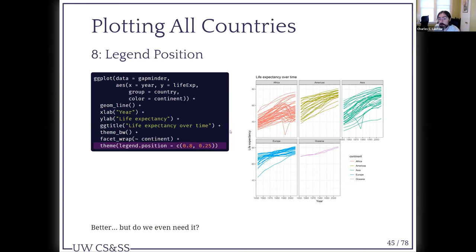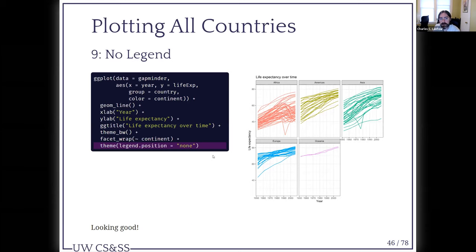But you'll notice this just tells me what colors line up with what continents. Well, my facets already have labels for the continents on top of them. So instead, I could say legend position equals none and delete the useless thing, okay? So now we have what I'd say is a kind of final plot. This is a basic, no frills plot, but it shows life expectancy over time for all these different countries within the different continents. It lets us track trends over time. It's not a bad plot. It's pretty good. Okay, do we have any more questions about this?